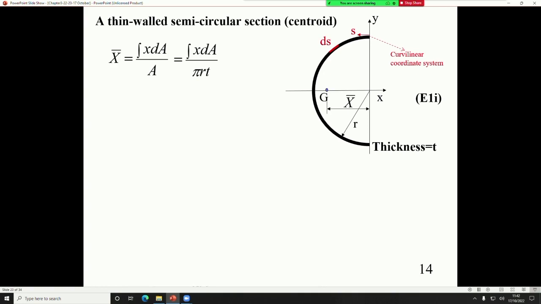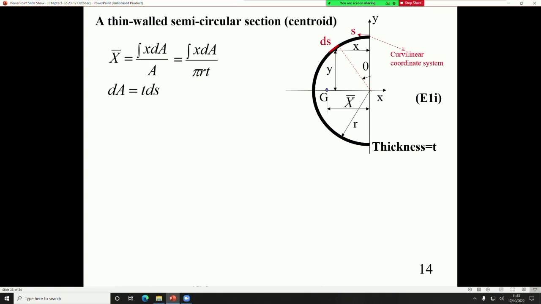Now, say on this curvilinear coordinate system, I have the dA. I want to find the dA value for this semicircular section. I can say for this small element on this semicircular thin walled section, dA is equal to T times dS. What is dS? It is similar to dx we have here. So dA is equal to T, the thickness, multiplied by dS. Now, x and y are the coordinates of this element, similar to what we did for the rectangular section.